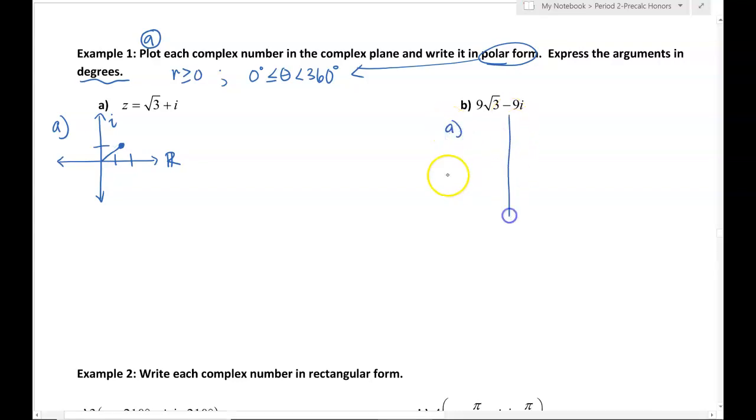Then over here, let's go and do part A over here as well. Let's graph both of them at the same time. I now have, let's see, I need 9 times rad 3. Okay, that's a lot of positive x-axis, and I need negative 9i. 1, 2, 3, 4, 5, 6, 7, 8, 9. So this is your imaginary axis, and this is our real axis.